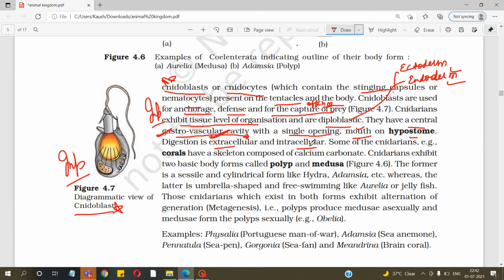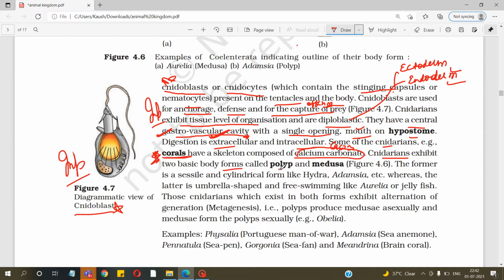If we talk about the skeleton system, in some cnidarians it is absent and in some cnidarians it is present. That is made up of calcium carbonate, CaCO3, and these types of cnidarians are called corals. And you might have heard about coral reefs. That is due to this calcium carbonate deposition.